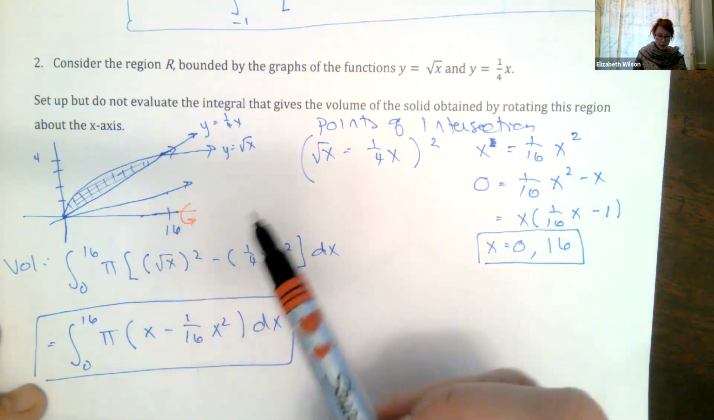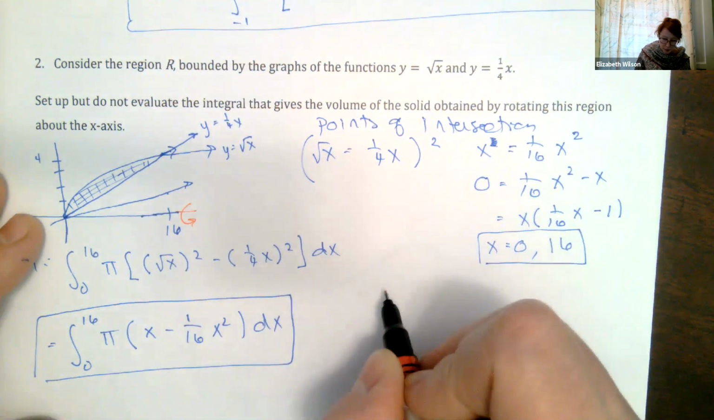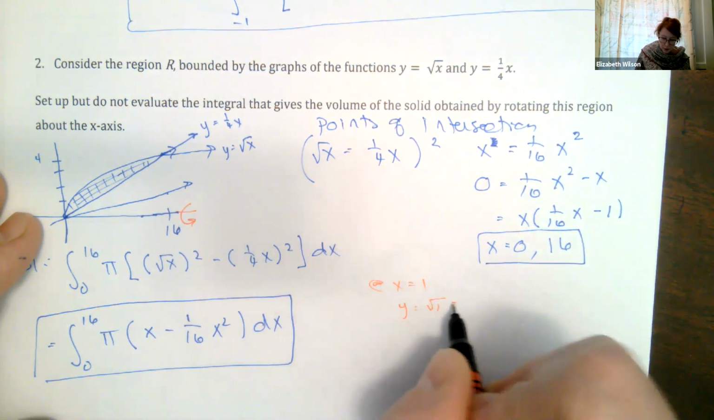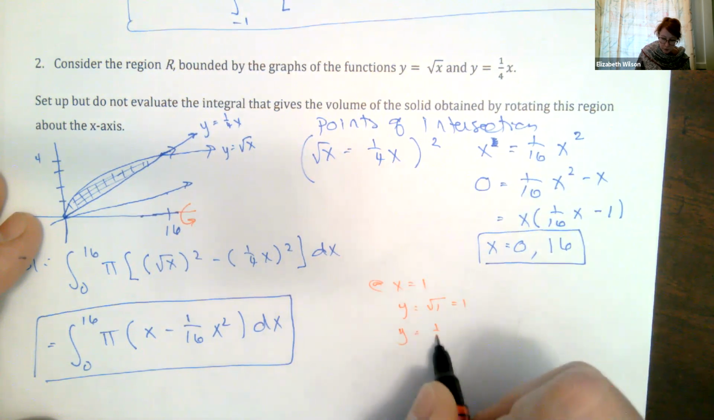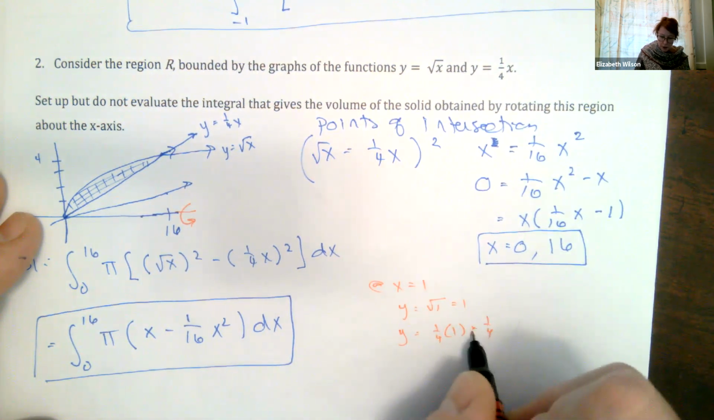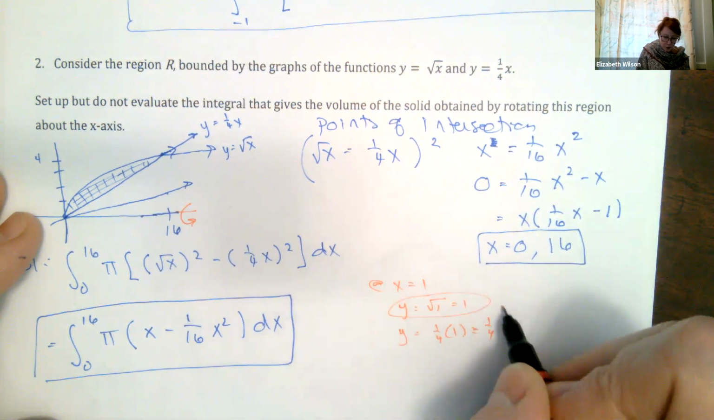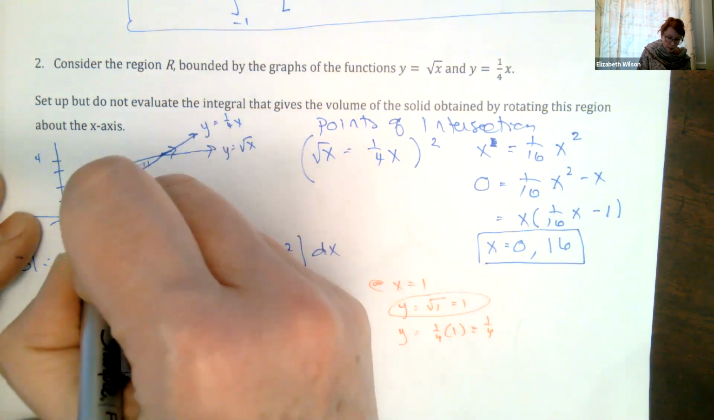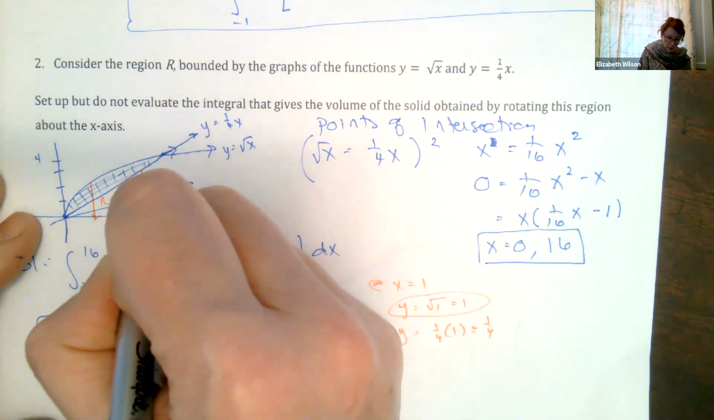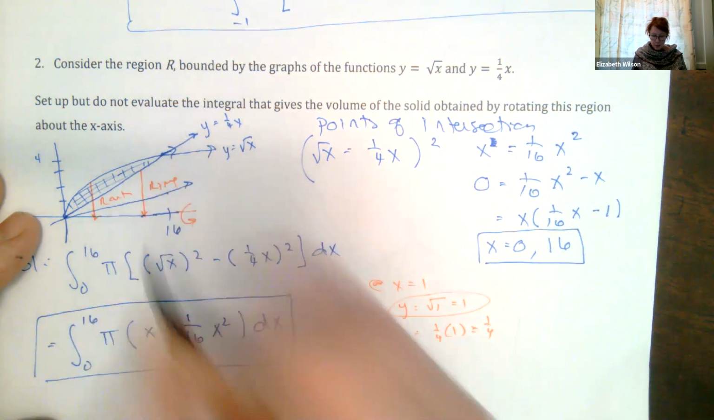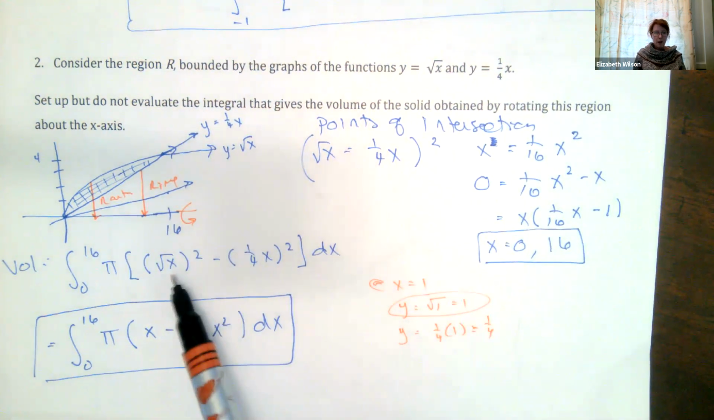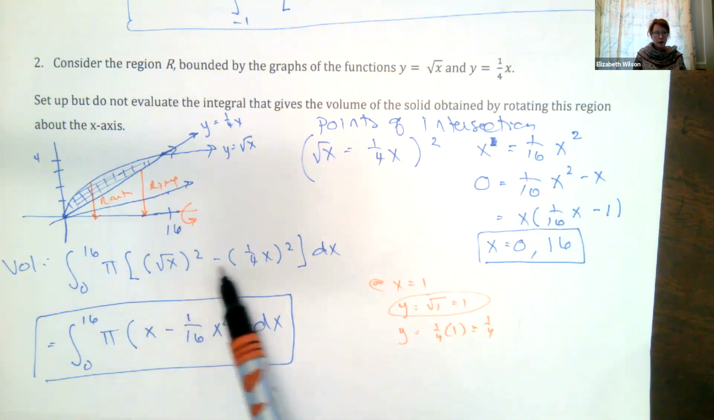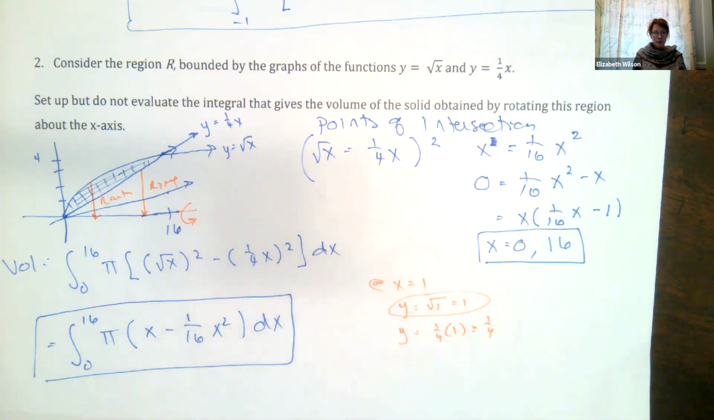So I can choose some value, right? So at x equals 1, if I say y equals radical 1, that's 1. Y equals 1/4 times 1, that's 1/4. So my radical x is my upper function, which makes that my outer radius. Okay, our outer, and this is our inner. You can ignore this line here, that was a mistake. Okay, so now I've got my pi r squared from 0 to 16. So pi r outer squared minus pi r inner squared. And that was it.